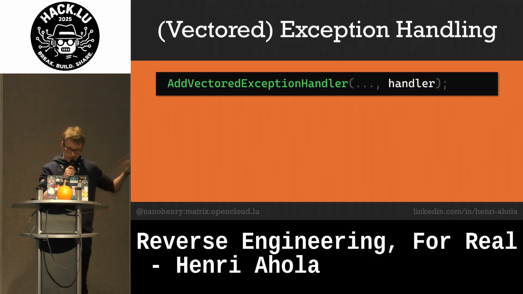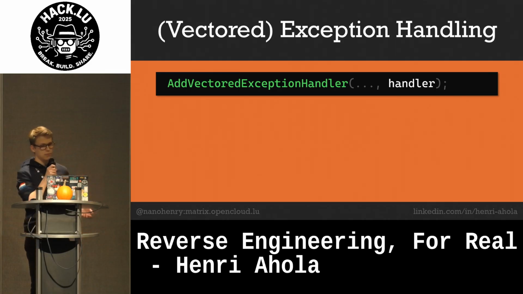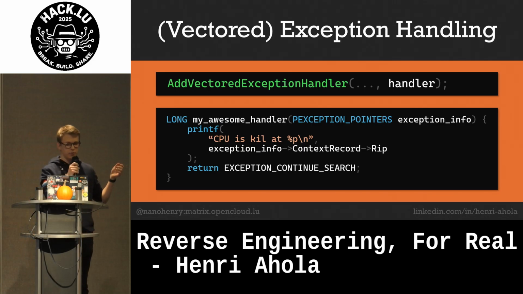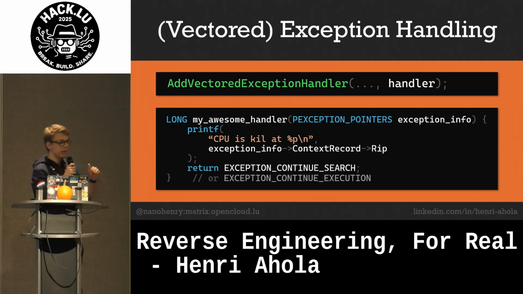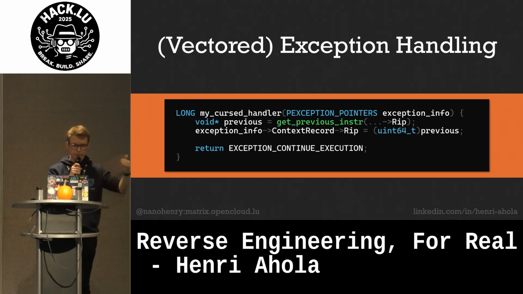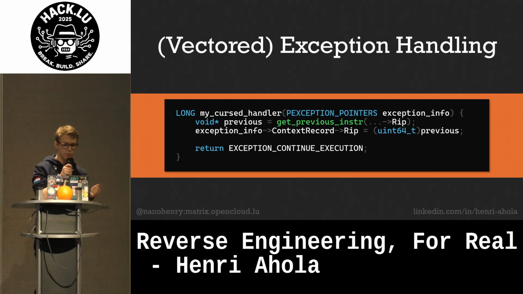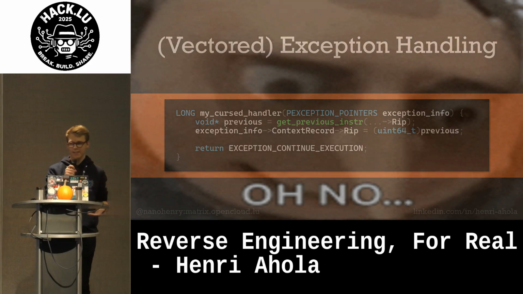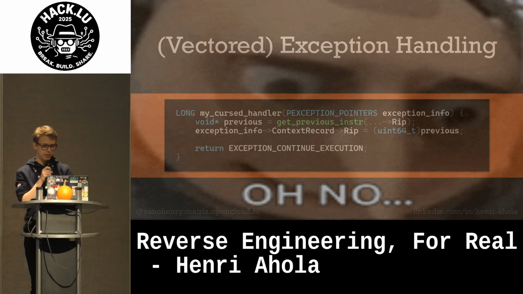This exception handler, of course, needs to be registered by the user code, and the handler itself is just another function. It gets information about the exception and the processor state. It can modify the state, and then it returns a status to the operating system, which can either tell it to continue the search for another handler or to continue execution with a potentially modified processor state. Using this, we can do something a little cursed like this, where we get the address of the previous instruction and we jump to that by moving the instruction pointer to the previous instruction. And if we do this repeatedly after every instruction, we basically achieve this reverse code execution, which is pretty cool.